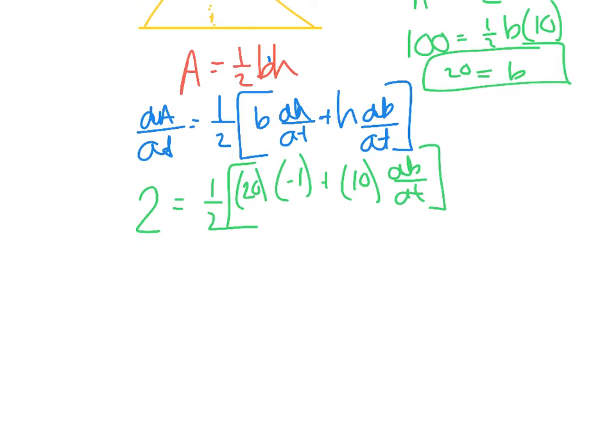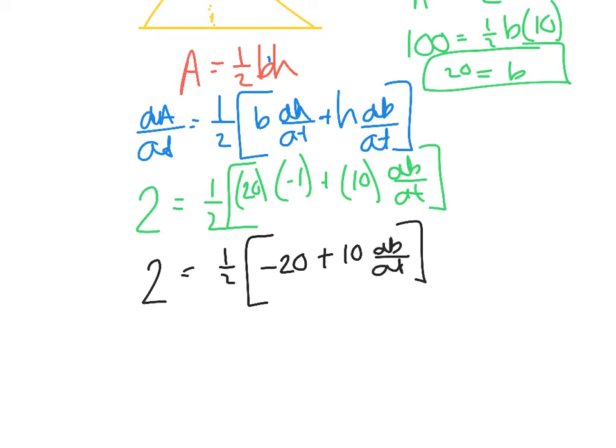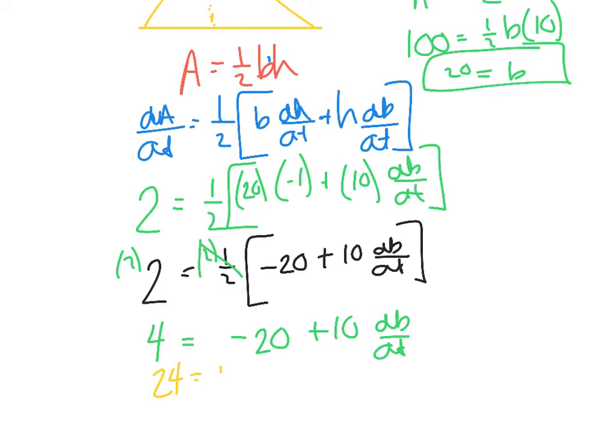We just have to carefully plug in and chug here appropriately. So let's see. I'm going to keep this 2. I'm going to keep this 1/2. This is negative 20 plus 10 dB/dt. Now, one easy way to get rid of this 1/2 is just to multiply both sides by 2, so that eliminates that. I don't really need to distribute it. So I have negative 20 plus 10 dB/dt. Order of operations, obviously this dB/dt is attached to this 10, so I cannot add these two together. I'm just going to move over that 20. So I'm going to get 24 equals 10 dB/dt.